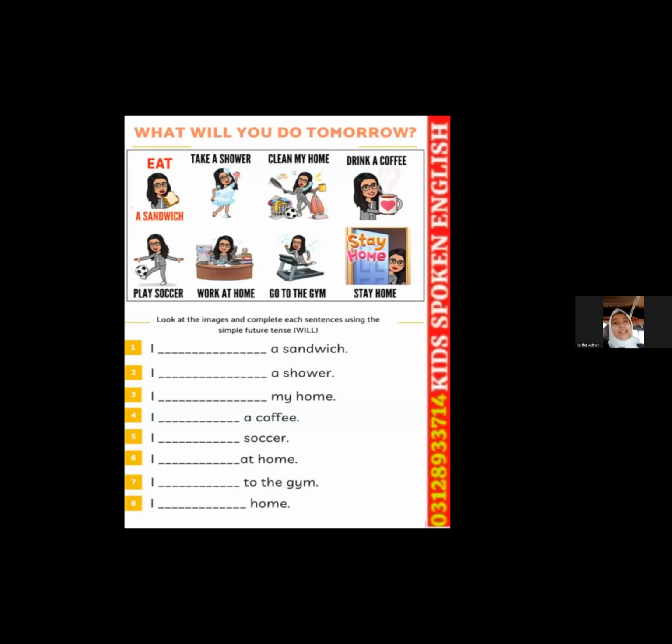First, I will wake up at 5 o'clock. I will take a shower at 5:30 o'clock. I will take my breakfast at 5:40. I will offer my prayer at 6 o'clock.